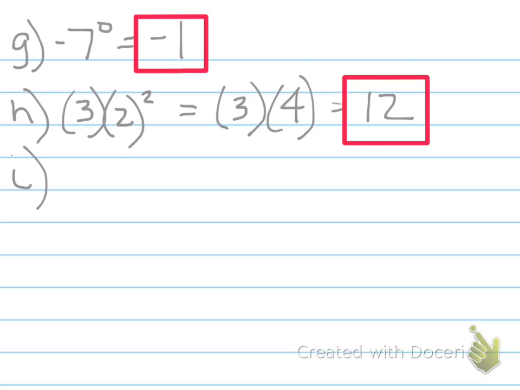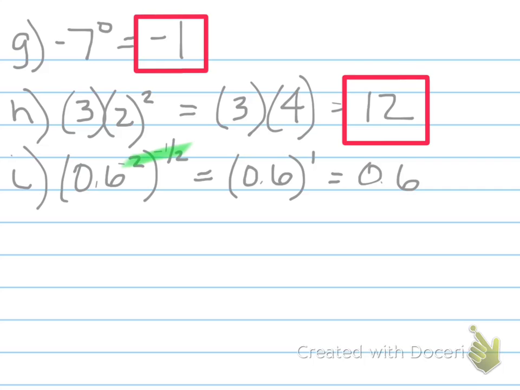I, 0.6 to the negative 2 to the negative 1/2 power. Seems like this one you'd have to have a calculator for, but in reality, when you multiply your two exponents together here, negative 2 times negative 1/2 is positive 1. So this is 0.6 to the first power, which is just 0.6. And there we are for number 1.